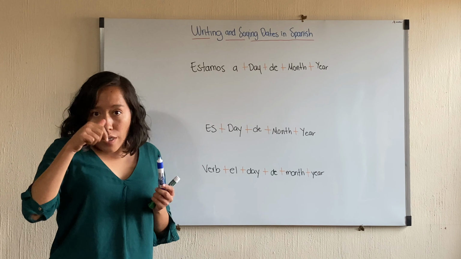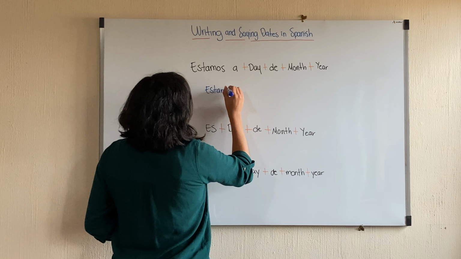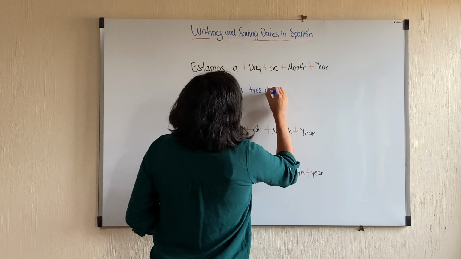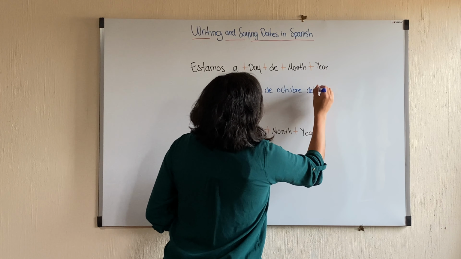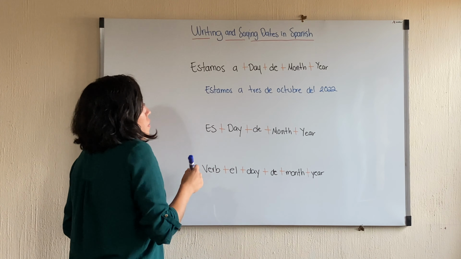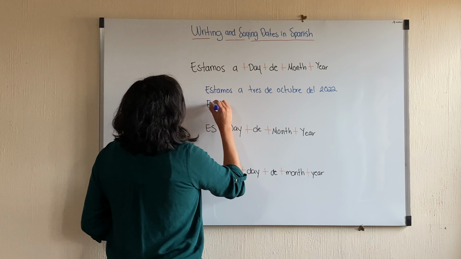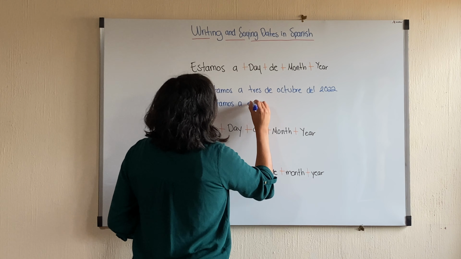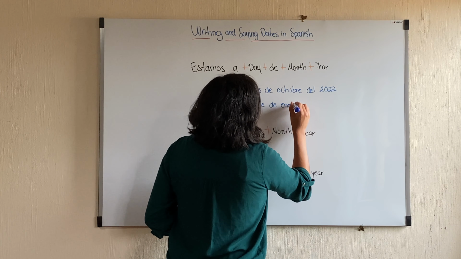For example, today, estamos a 3 de octubre del 2022. I'm going to give you another example. Estamos a 1 de enero.